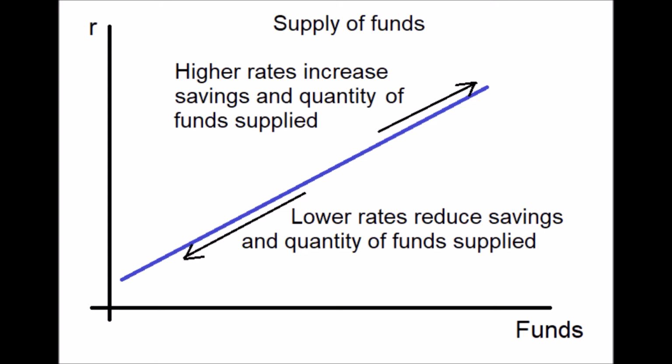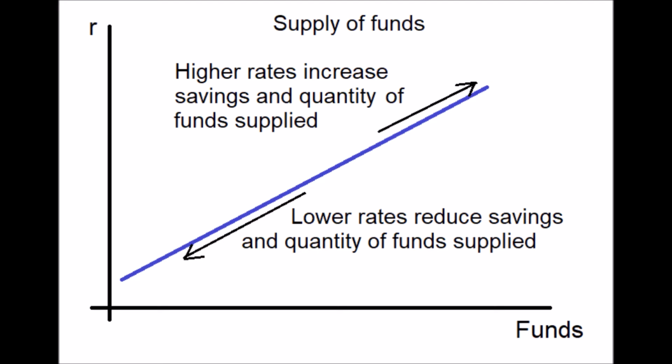Reduced interest rates would make savings less attractive. Savings would reduce, and the quantity of loanable funds supplied would reduce as well. So we have a positive relationship between the real interest rates and the quantity of loanable funds supplied. And a change in real interest rates would lead to a movement along this supply curve. A change in disposable income would shift the whole curve to the right if disposable income increases, and vice versa.